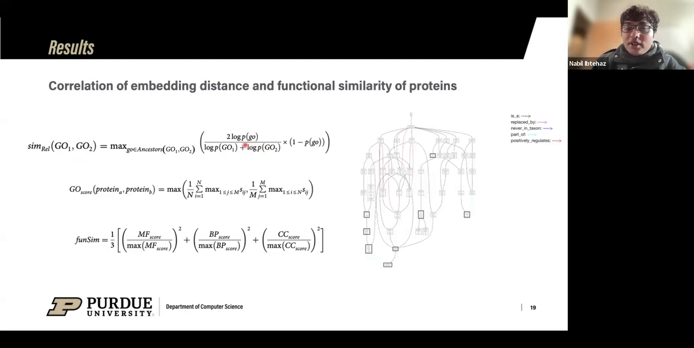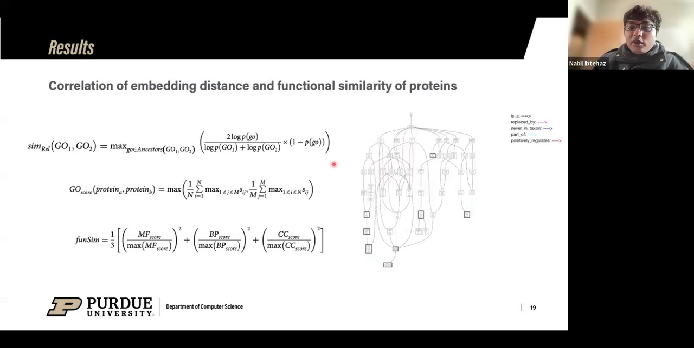So the probability values are just representative of the frequency. The rarer the GO term or the deeper the GO term, the less probability it has that if we randomly pick a GO term, it will be that GO term. Like for example, it is very likely that if we randomly pick a GO term, we will get this, but it is very unlikely that if we randomly pick a GO term, it will be this deep GO term.